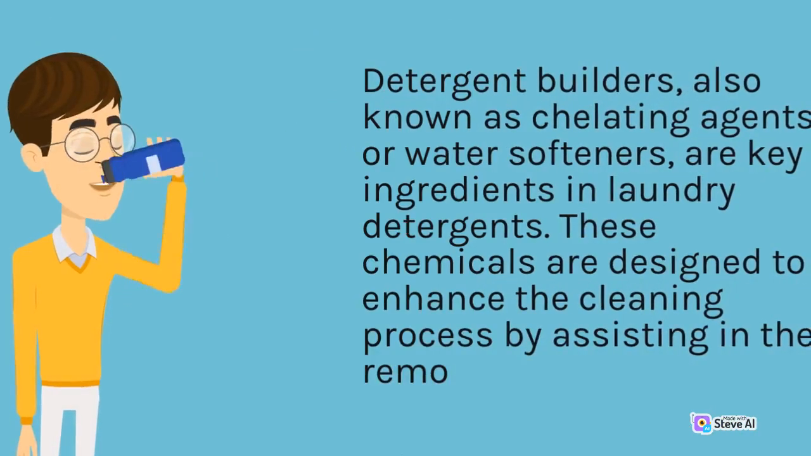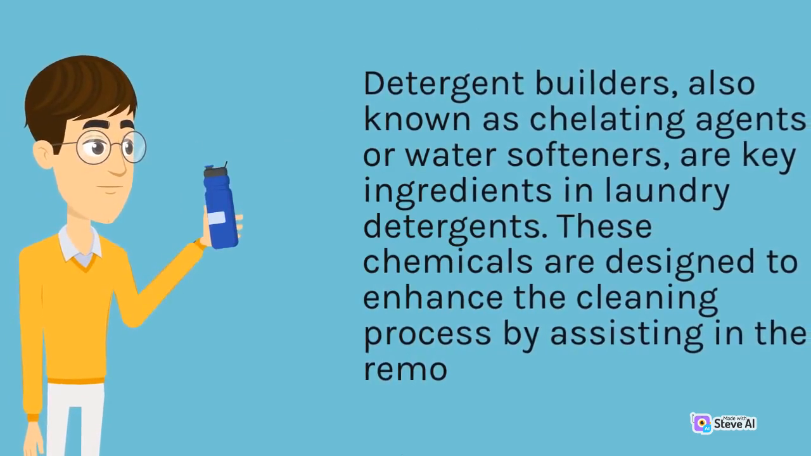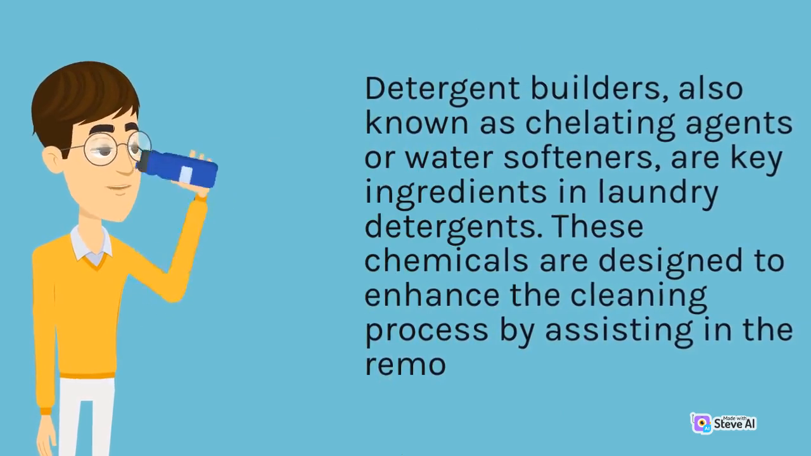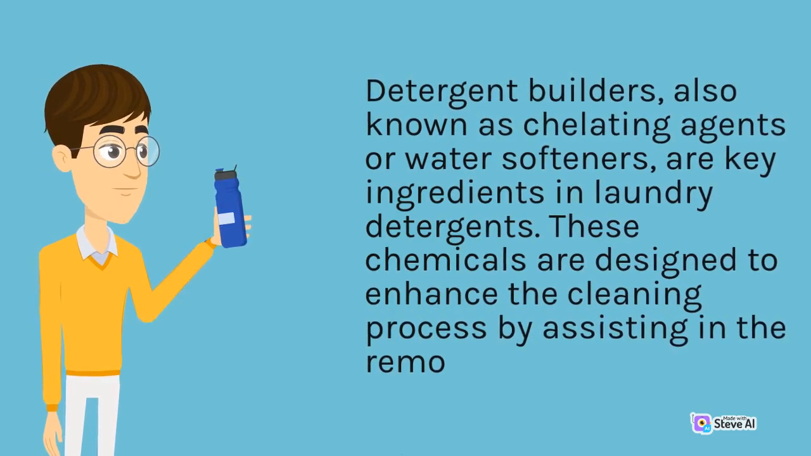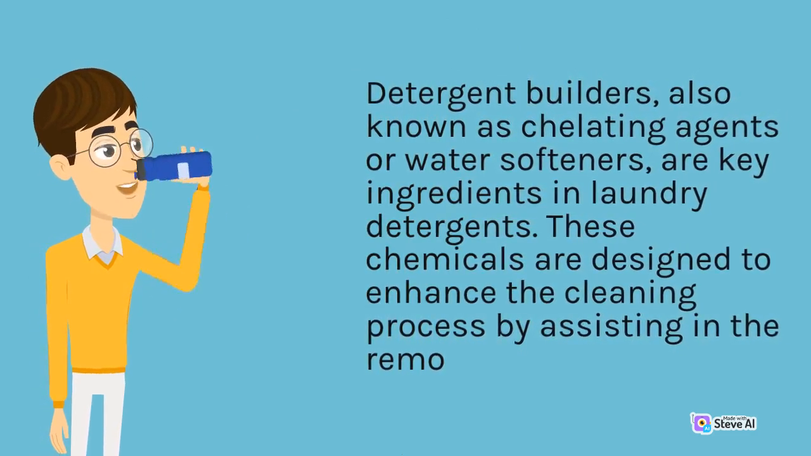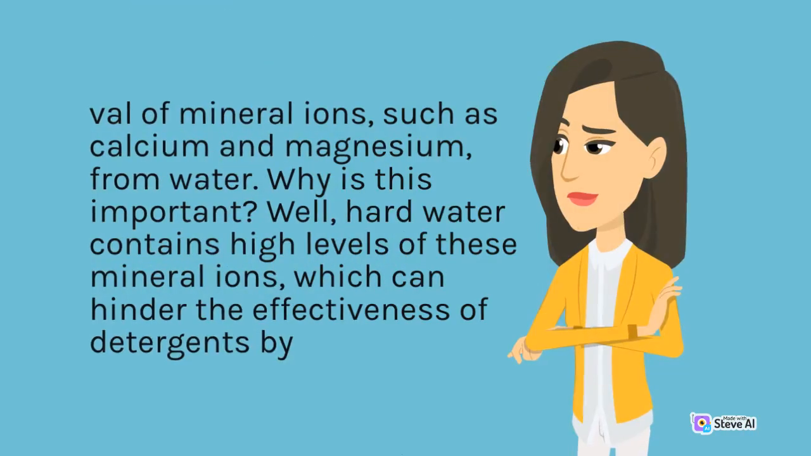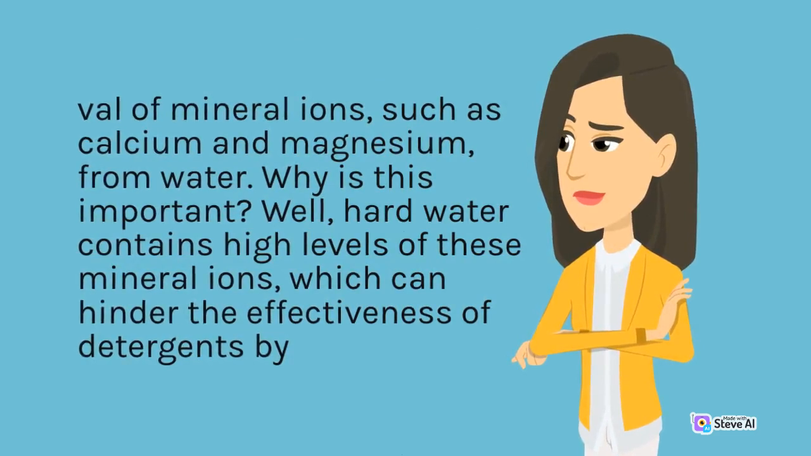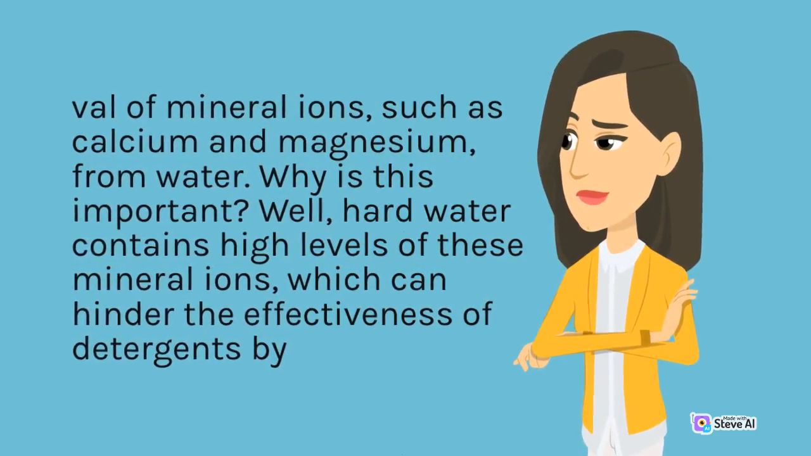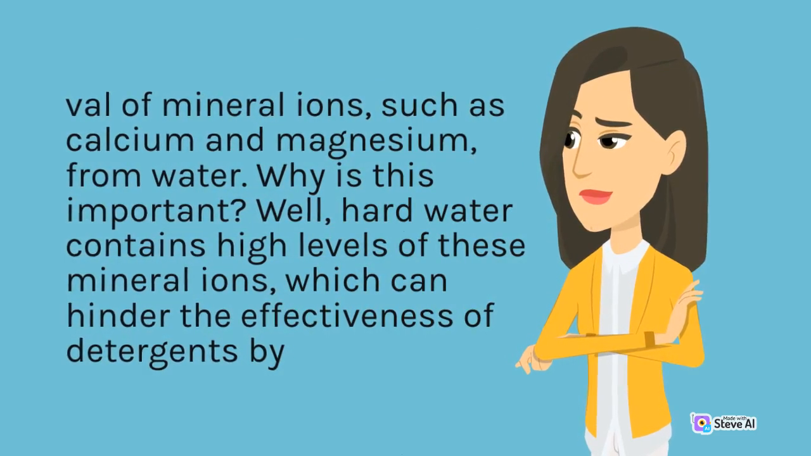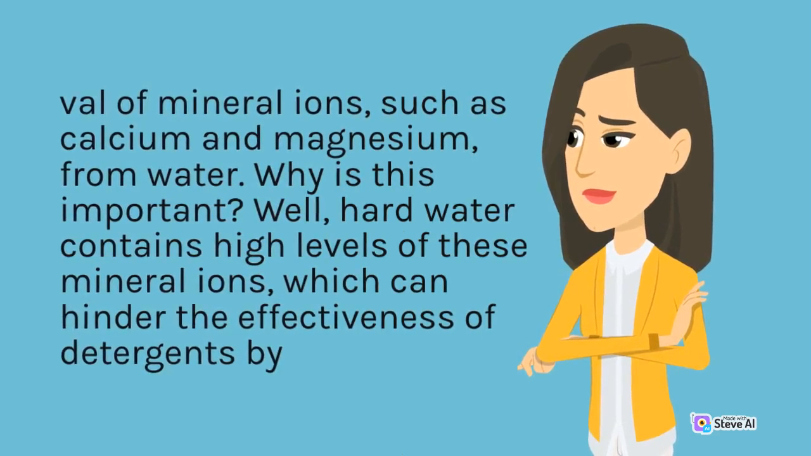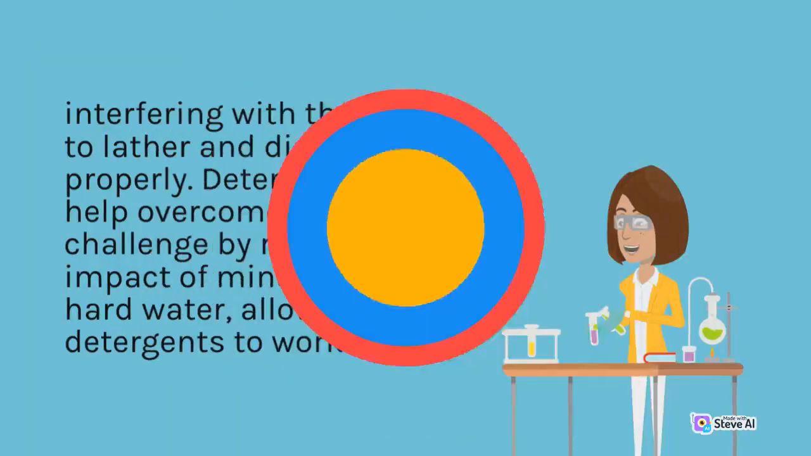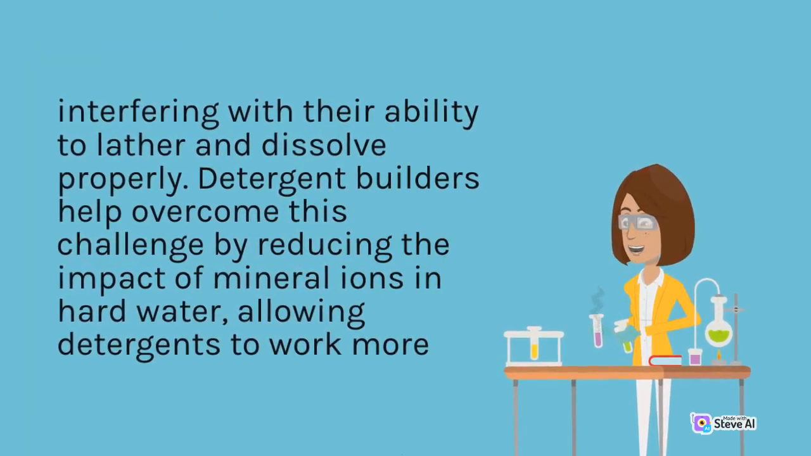Detergent builders, also known as chelating agents or water softeners, are key ingredients in laundry detergents. These chemicals are designed to enhance the cleaning process by assisting in the removal of mineral ions, such as calcium and magnesium, from water. Why is this important? Well, hard water contains high levels of these mineral ions, which can hinder the effectiveness of detergents by interfering with their ability to lather and dissolve properly.